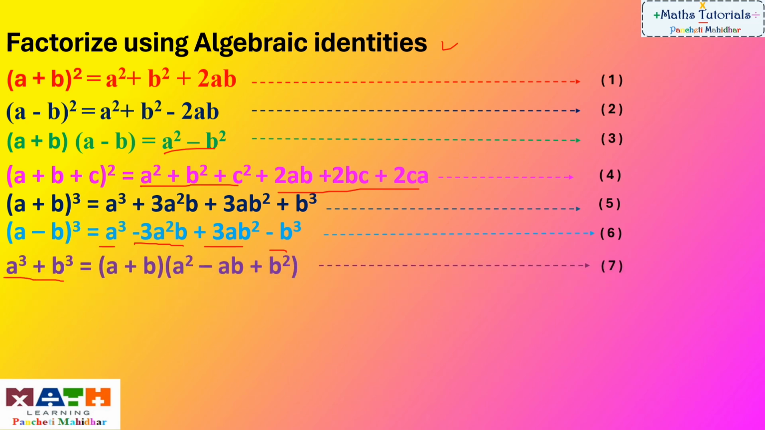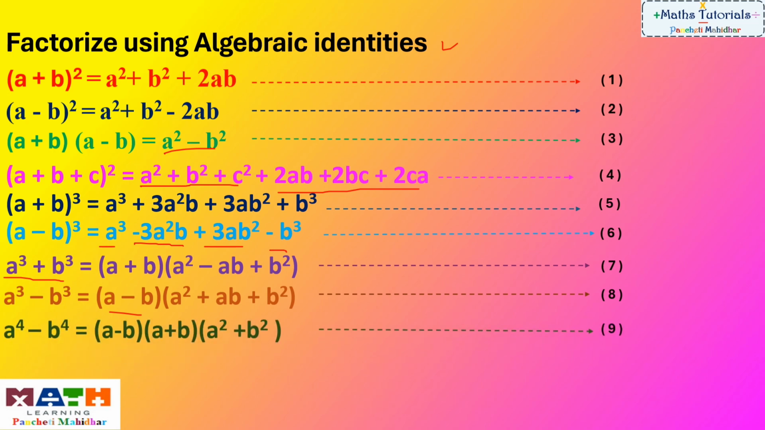a cube plus b cube is equal to a plus b into a square minus ab plus b square. a cube minus b cube is equal to, you can see the difference here, a minus b into a square plus ab plus b square. Sorry. a power 4 minus b power 4 is equal to a minus b into a plus b into a square plus b square.